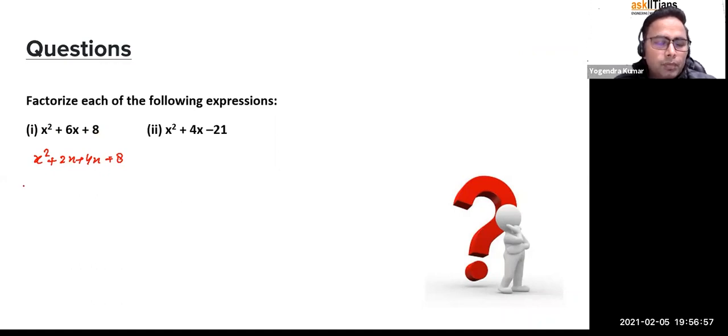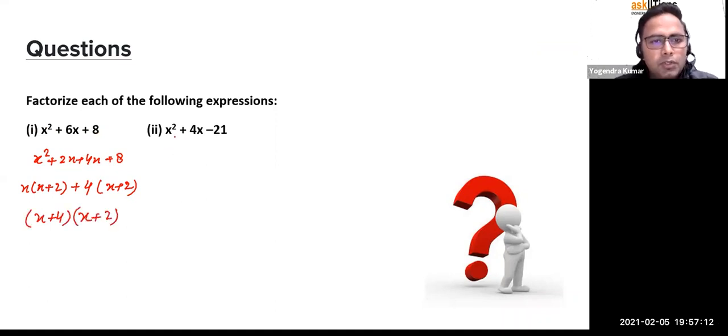Now first 2, we can take x common. So x plus 2. Then last 2, what we can take? 4 common. So x plus 2. So what is it? x plus 4 and x plus 2, right? I hope you're understanding this.